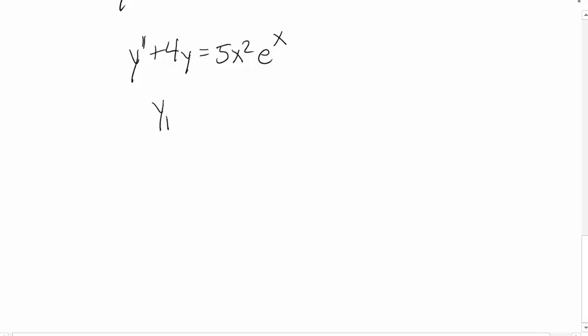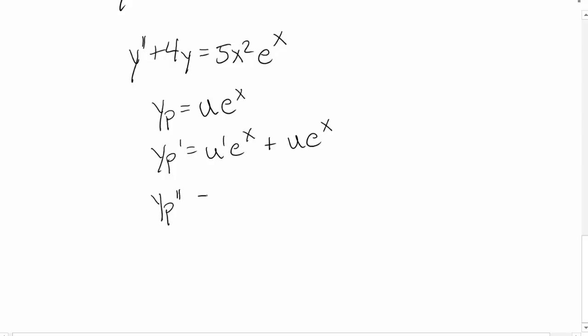So my guess on this one is, well, I have some exponential, and let's just say it's an exponential times some function u, which is a function of x, and let's see what happens. So if I take its derivative, it's going to give me a u prime e to the x plus u e to the x. My second derivative will be a u double prime e to the x. I'll get a u prime e to the x from the first and a u prime e to the x from the second, so I have 2u prime e to the x, and then the last part will be a u e to the x.